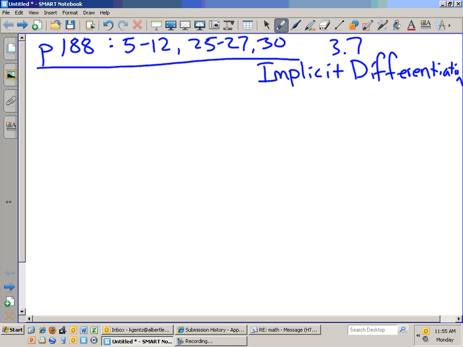Can somebody give me an example of an equation that is explicit? Y equals 2x minus 5. If it's solved for y, it's explicitly written in terms of y, whereas now we're going to derive things that are implicit. And the first problem I'm going to do for you is problem number 5.